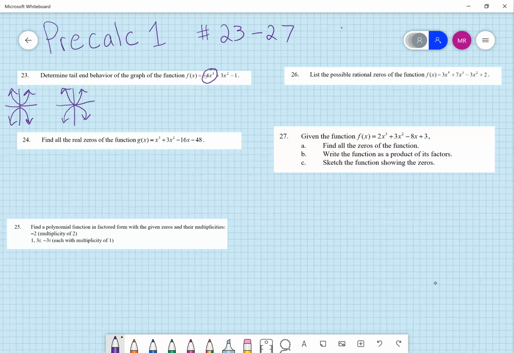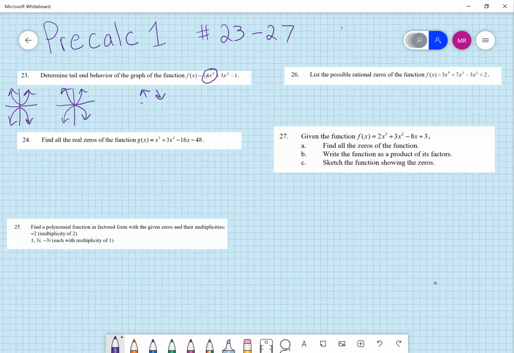So our tails, as we go to negative infinity, they go up. And as we go to positive infinity, they go down. That's our end behavior. All right, find all the real zeros of this function. Okay, we could do synthetic division, but let's see if we can't factor this out a little bit.